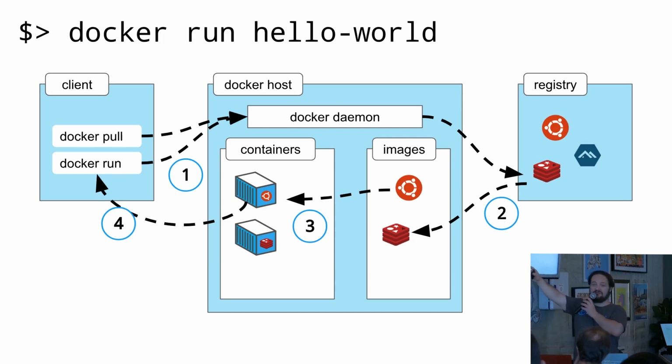The client, whoever asked the daemon to run it, doesn't necessarily need to be on the same machine, but in stage 4, as you see here, it will receive the standard output of that running process. Okay? Now, can anybody tell me what's so special about Docker?